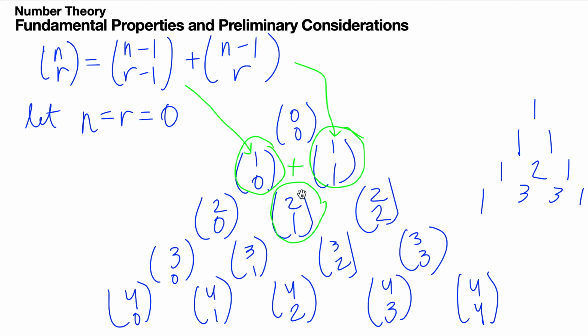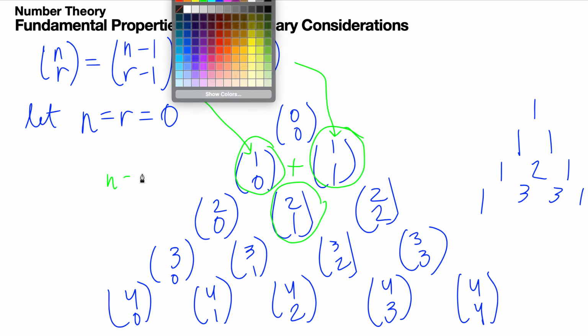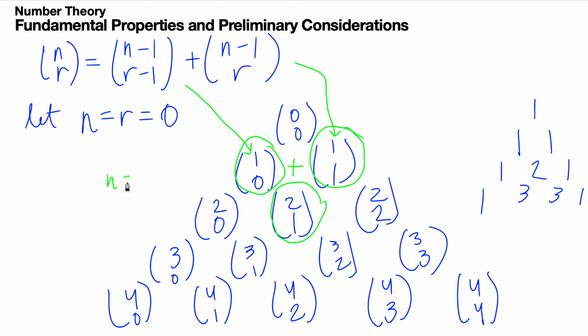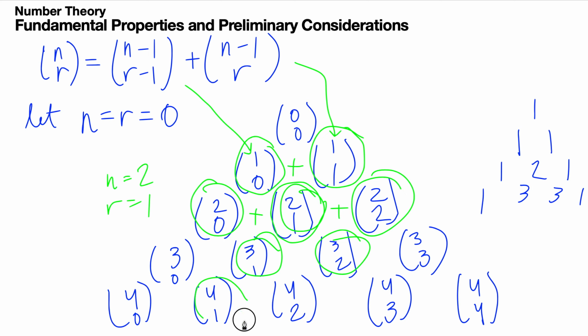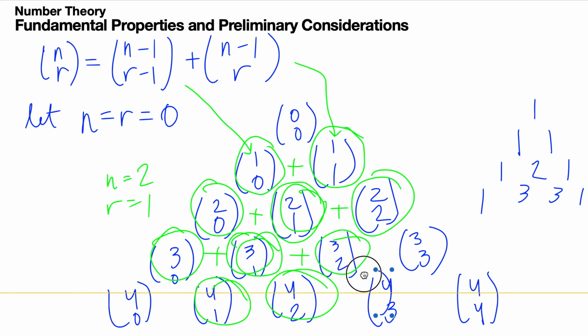So we have n choose r, our n is 2, for example, and our r is 1. So what is n minus 1? That's 1. What's r minus 1? 0. So 1 choose 0. And n minus 1 is 1, r is 1, so 1 choose 1. Therefore, by Pascal's identity, and since we can choose any arbitrary n choose r here, we can make use of this. So this number here is this plus this, and this number here is this plus this, and then so on and so forth.